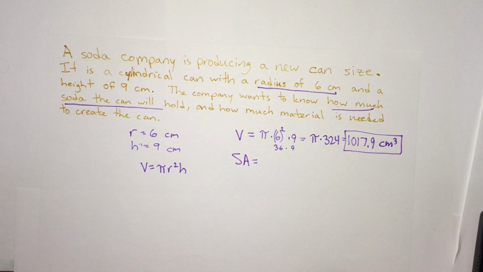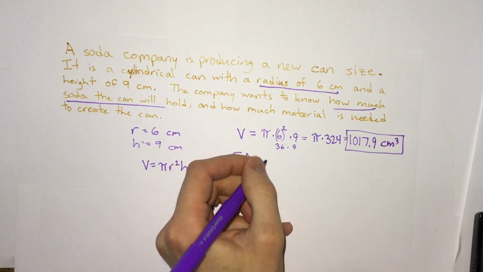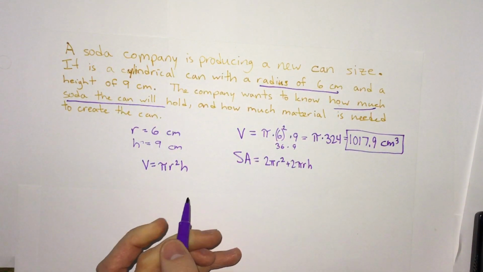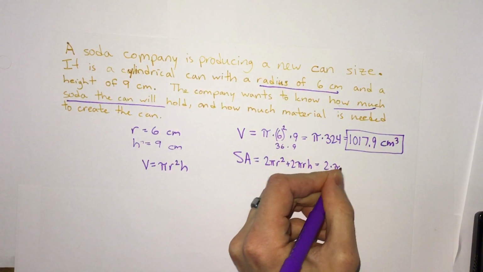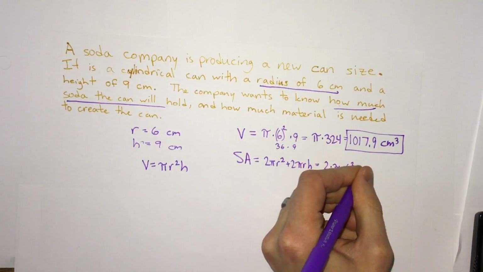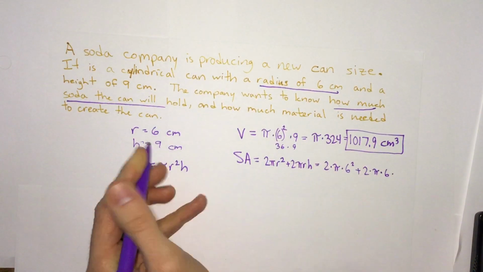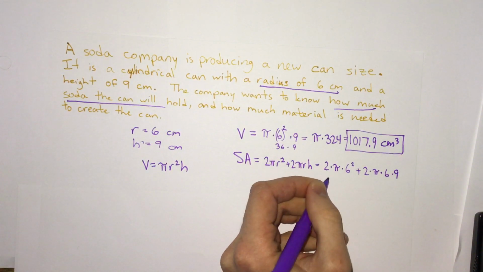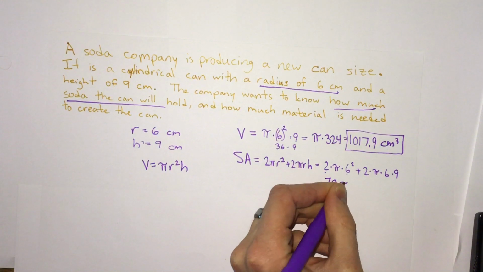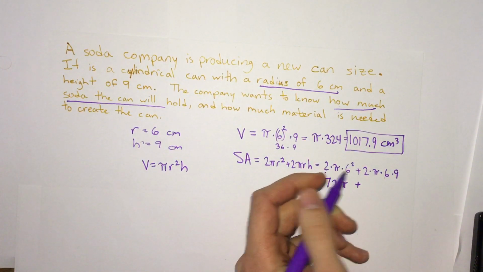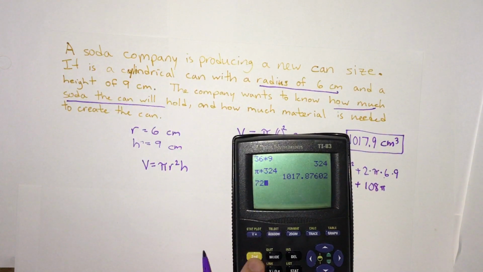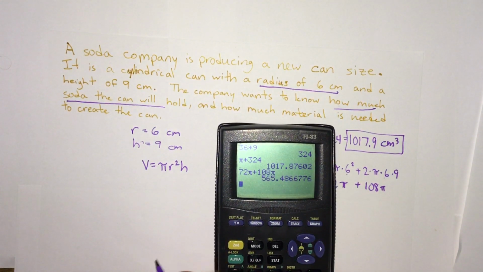That's our volume. Surface area, we had quite a mouthful here: 2 pi r squared plus 2 pi r h. So we're going to put all of that in. 2 times pi times 6 squared, plus 2 times pi times 6 times height, 9. So 6 squared is 36, and 2 times 36, we get 72 pi, plus 6 times 9 is 54, times 2 is 108, we get 108 pi, and we can do this on our calculator too. 72 pi plus 108 pi equals, we get 565.5.